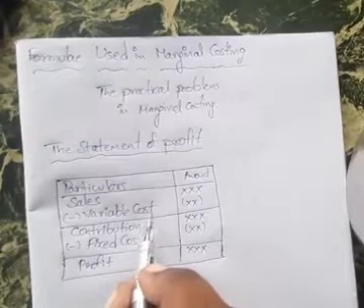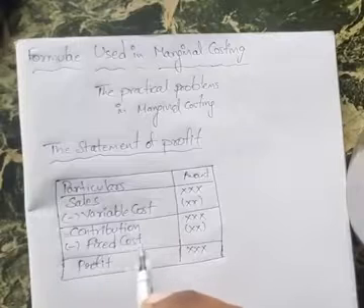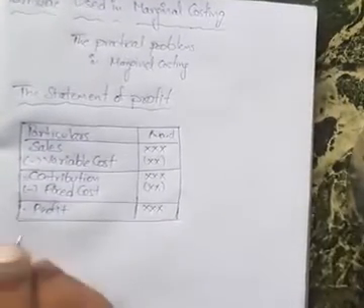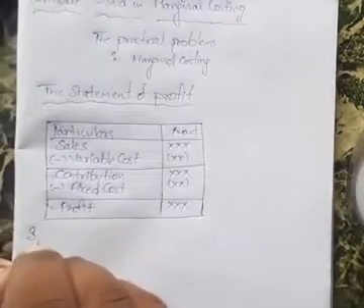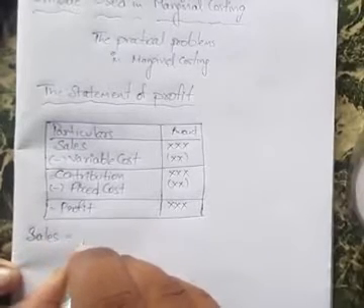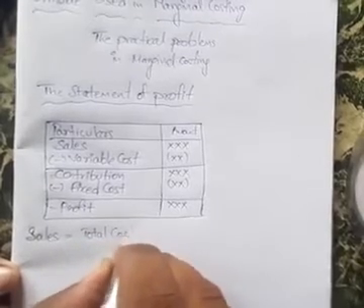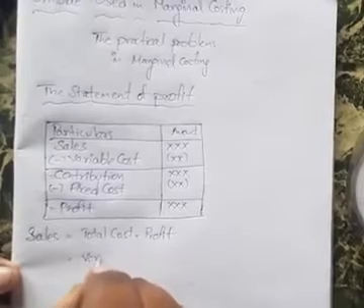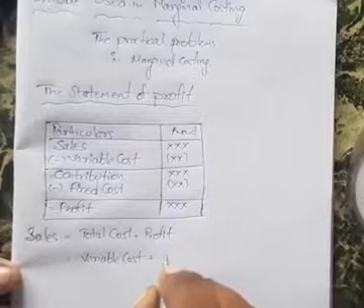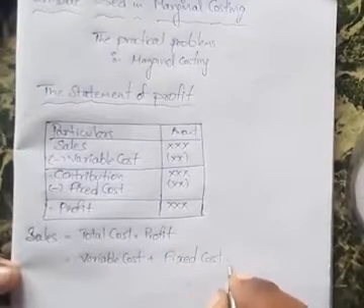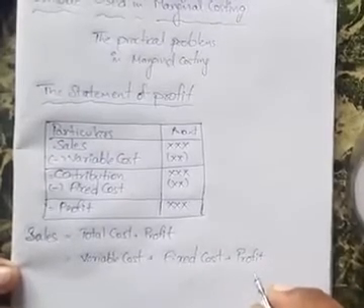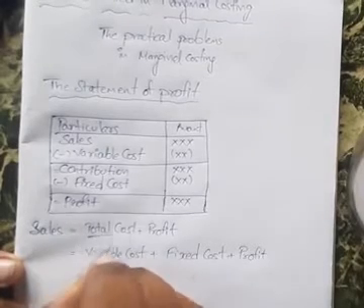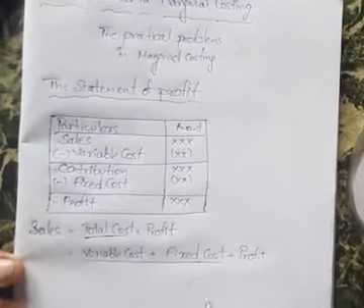Sales less variable cost is equal to contribution. From contribution, after deducting fixed cost, we get profit. Here you can understand from this that sales is equal to total cost plus profit, that is equal to variable cost plus fixed cost plus profit. You now understand that total cost is equal to variable cost plus fixed cost.